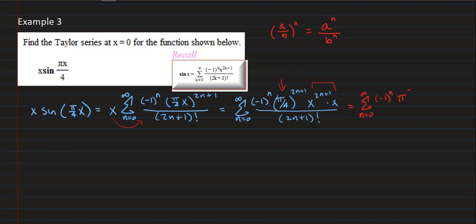pi raised to the 2n plus 1, and my x is going to be raised to what power? 2n plus 2, because I would take the 2n plus 1 plus the 1 from that last x there. And then in the denominator, I'm going to have 4 raised to the 2n plus 1 times 2n plus 1 factorial. And this would be my final answer.